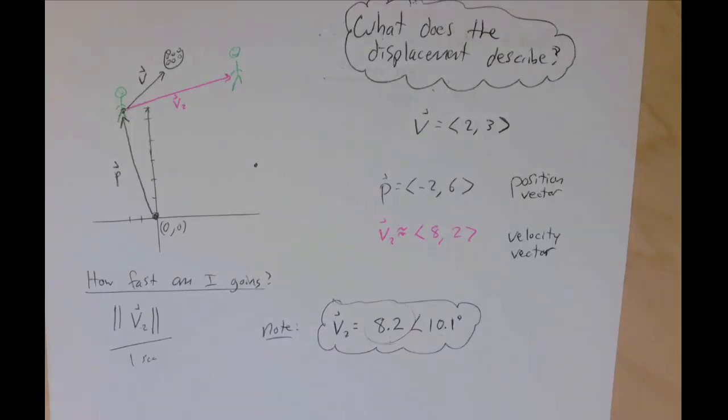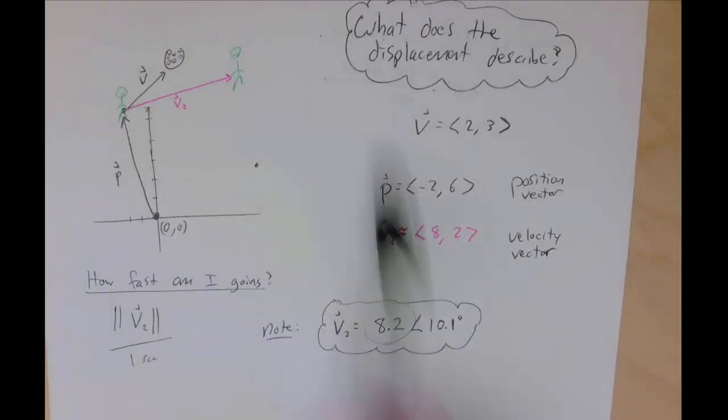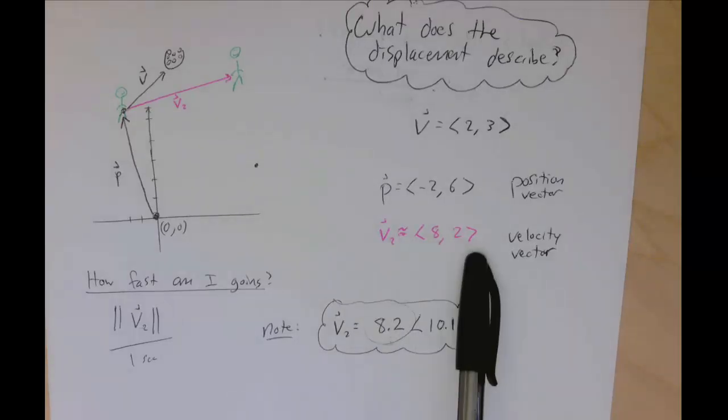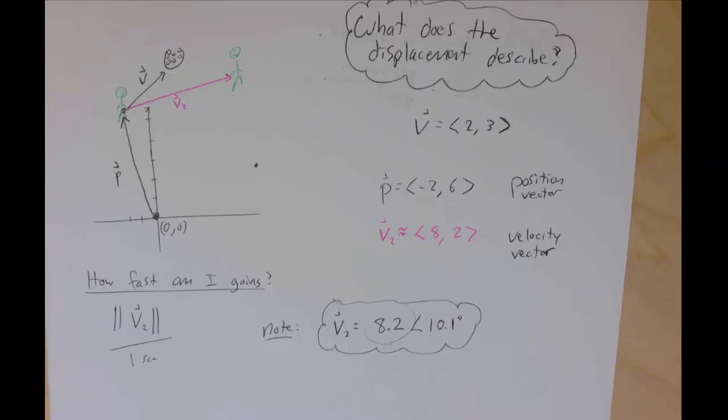So for a velocity, I think it makes a lot of sense to say I'm traveling in that direction at this speed, rather than saying I'm traveling like this much over and this much up, which seems a little bit strange unless you have a specific reason for expressing it that way.